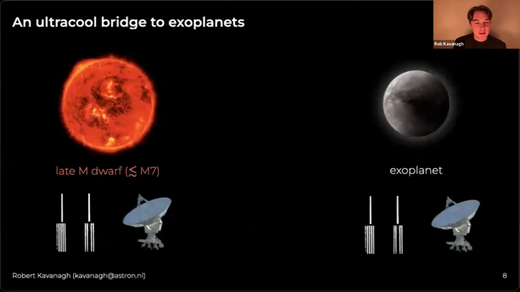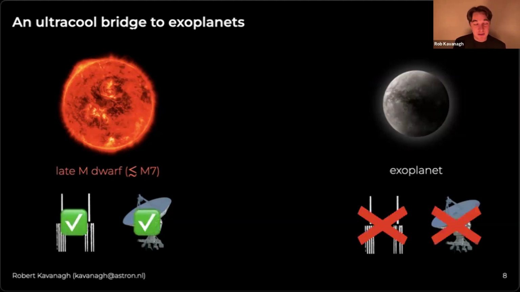But I hate to be the bearer of bad news: there have been no conclusive detections of radio emission from exoplanets, despite many, many efforts. But there are these nice objects in the middle, which I've become very focused on in recent times, called ultra-cool dwarfs.